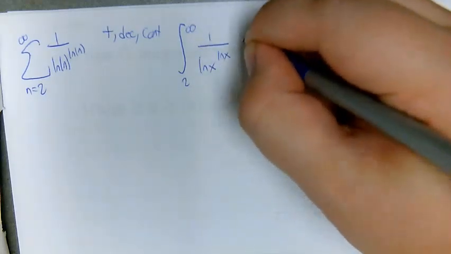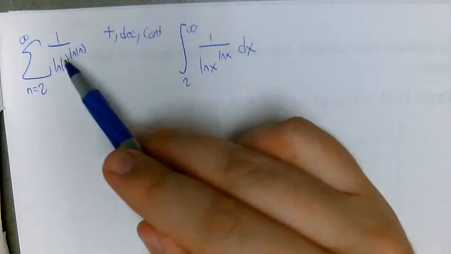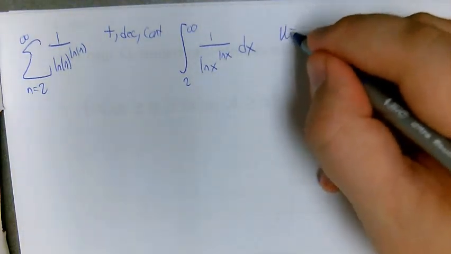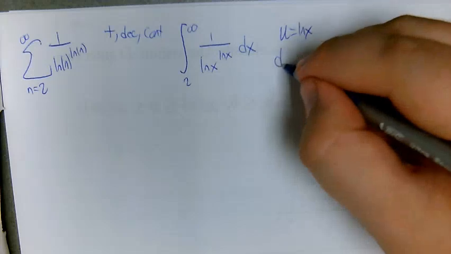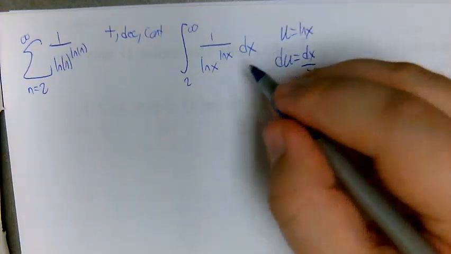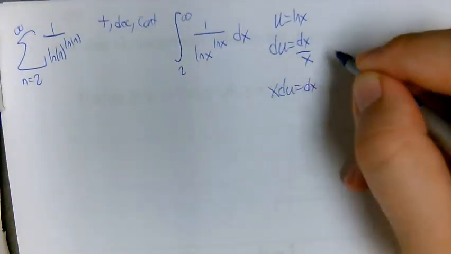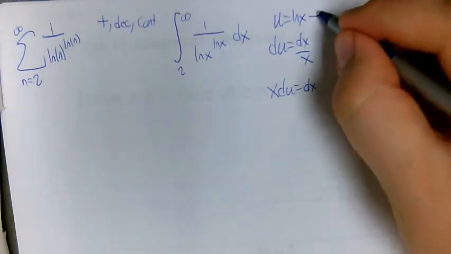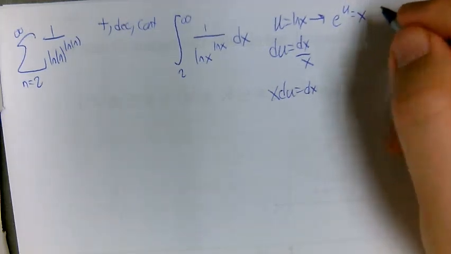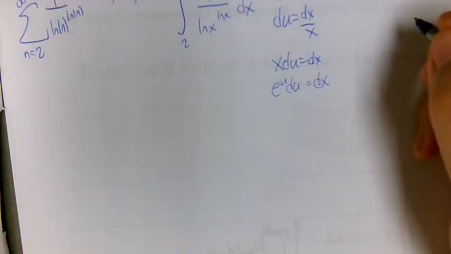So we have ln of x to the ln of x. Now usually I don't use the integral test unless I absolutely have to, or it looks like something we can use the integral test on. Here I'm going to let u be ln of x. Then du will be dx over x. Now I don't have an x in here, so I'm going to bring that up here. And in terms of u, if we exponentiate both sides, e to the u is going to be x. So technically e to the u du is dx.